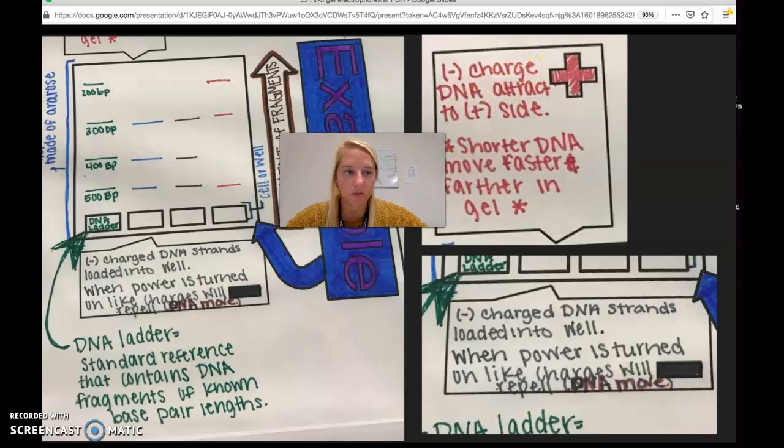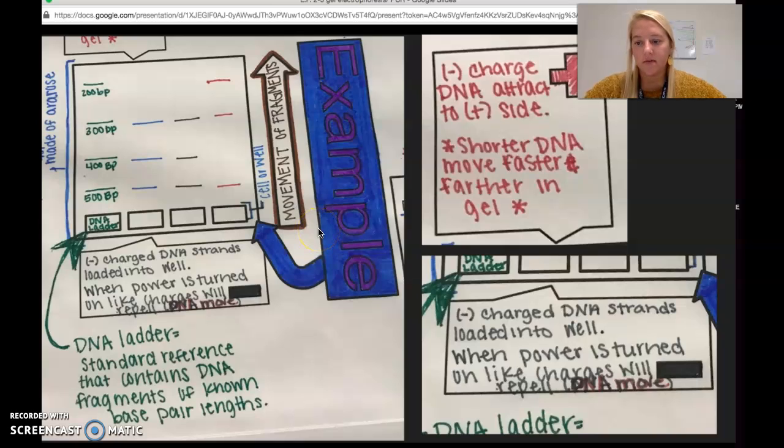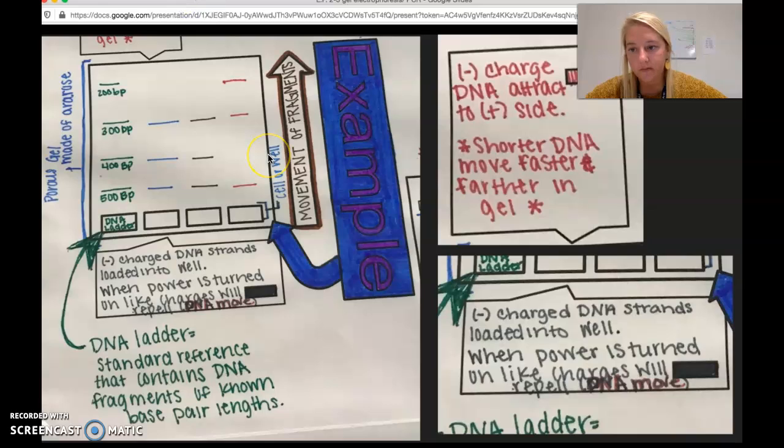Okay, here's where we get a little funky. So lots of information, but lots of good information. So here's how gel electrophoresis works. Gel electrophoresis uses a porous gel made of agarose, which is a type of sugar, but what you need to know is it's a porous gel. So we've got this big piece of porous gel, and we load our DNA samples here, here, and here, in what we call the cell or well of the gel.